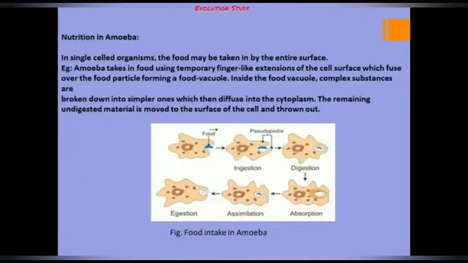Nutrition in amoeba. In single-celled organisms, the food may be taken in by the entire surface. Example, amoeba takes in food using temporary finger-like extensions of the cell surface which fuse over the food particle, forming a food vacuole. Inside the food vacuole, complex substances are broken down into simpler ones which then diffuse into the cytoplasm. The remaining undigested material is moved to the surface of the cell and thrown out.